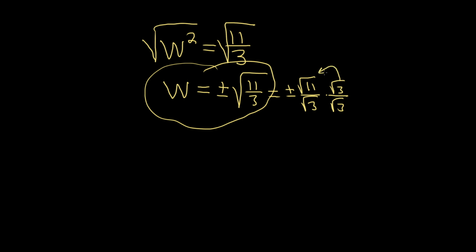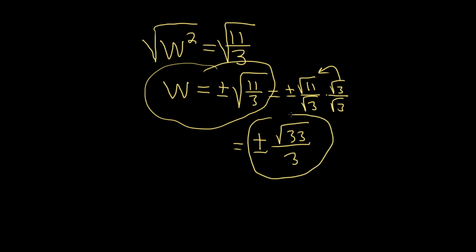Multiplying across up top, it's going to give us plus or minus, let's see, 3 times 11 is 33. On the bottom, the square root of 3 times the square root of 3 is just going to be 3. That would be the rationalized answer, and this would be the non-rationalized answer.